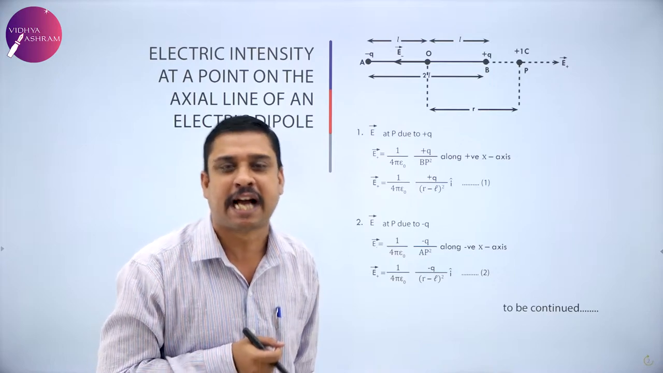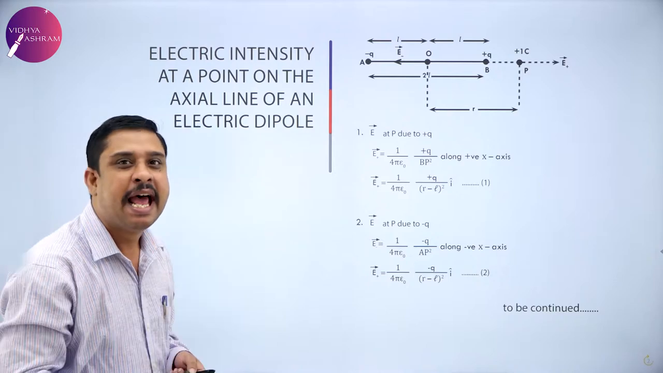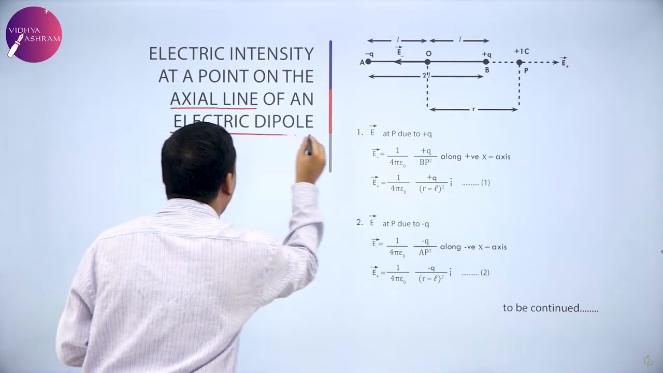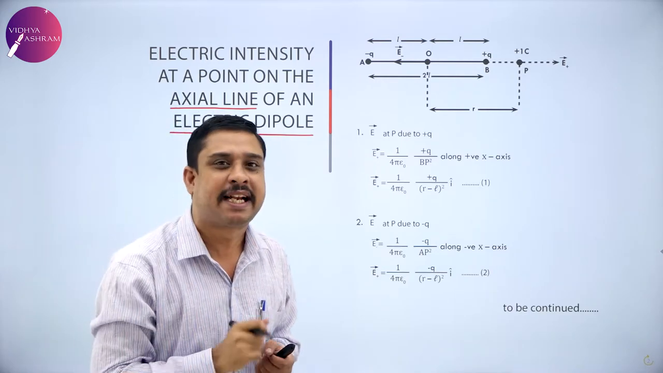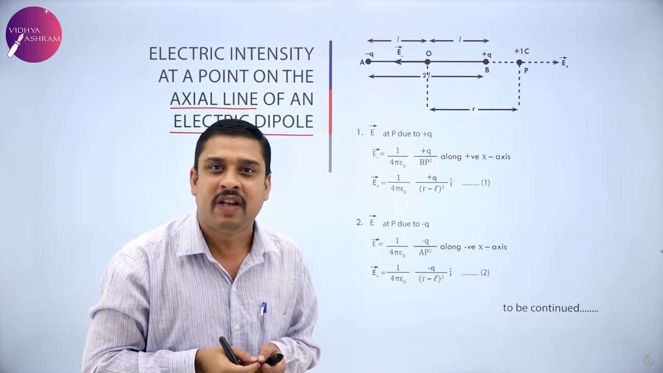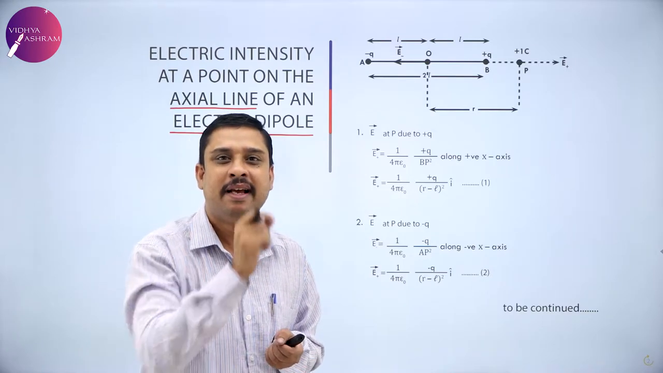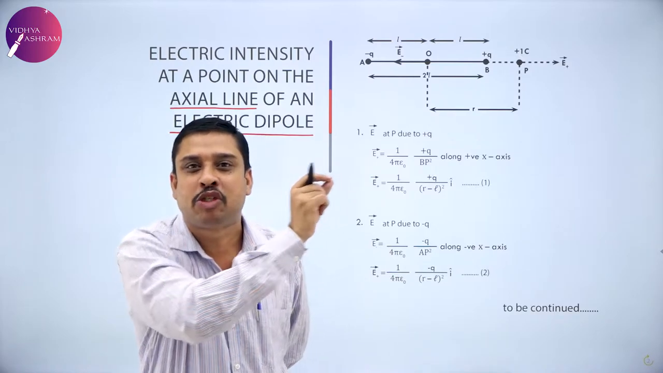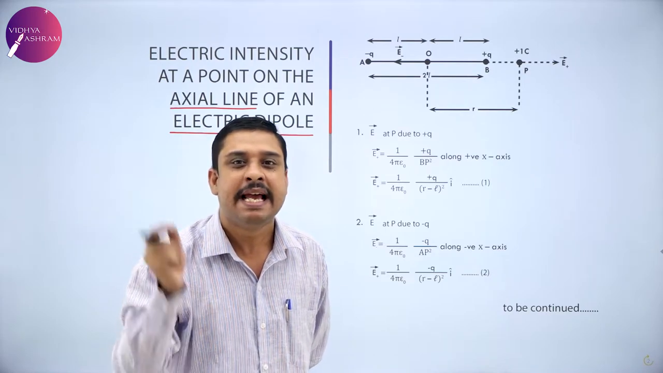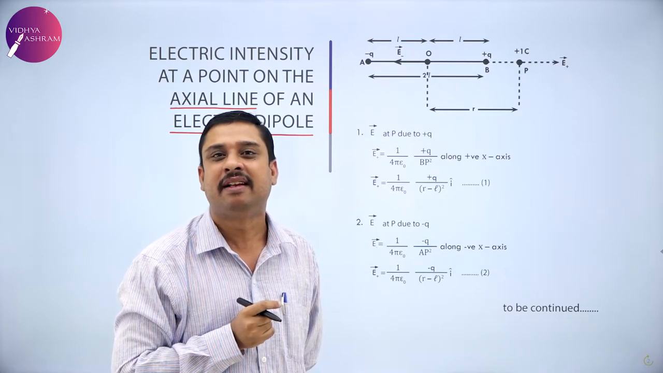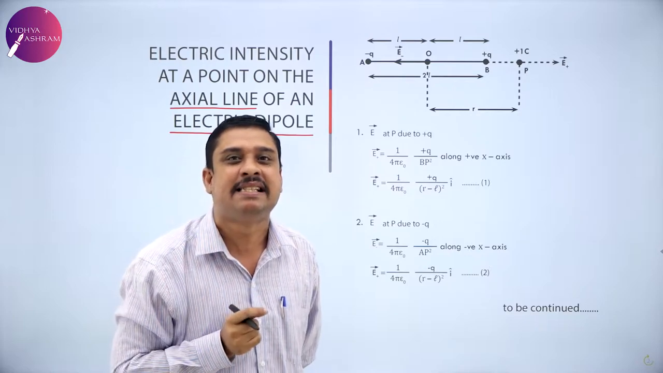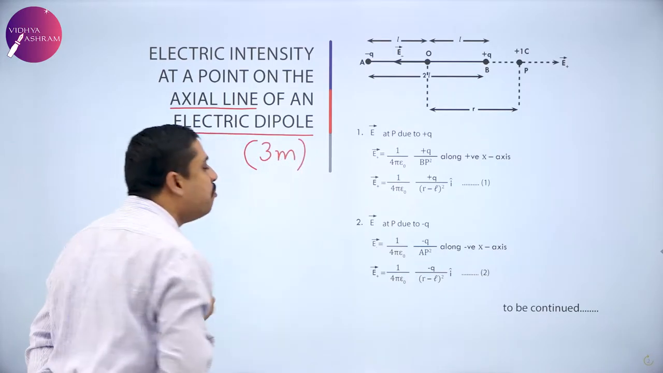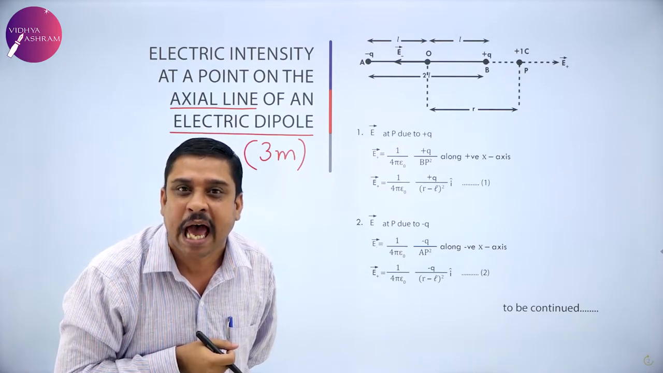Now my first topic of discussion today, I will derive an expression for electric intensity at a point on the axial line of the electric dipole. So what am I doing? I will consider an electric dipole, plus Q and minus Q. Draw an axis, a straight line that will join the two charges, the axial line. Consider a point on that axial line and calculate electric intensity at that point. Very simple. And all the more, this is a very important 3-mark derivation that is asked in the examination.